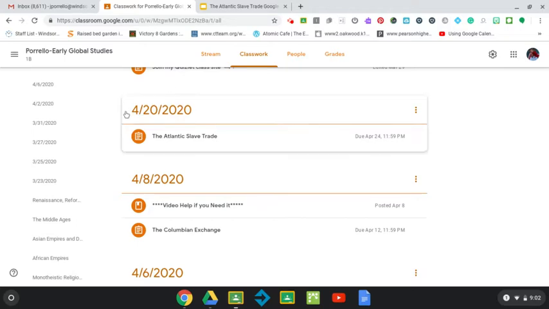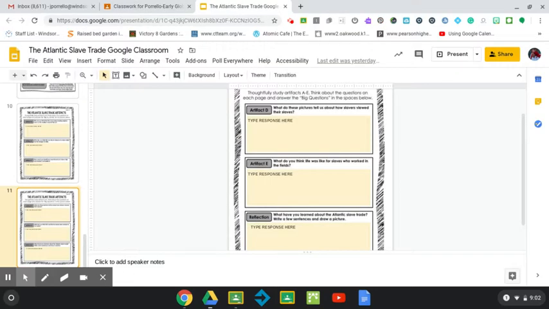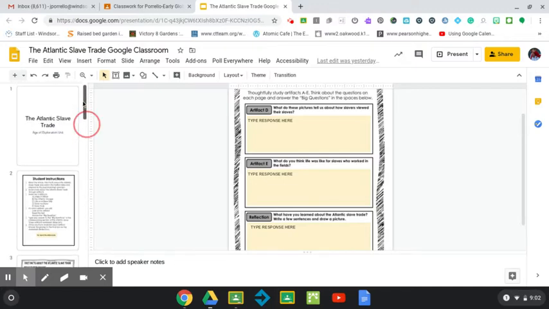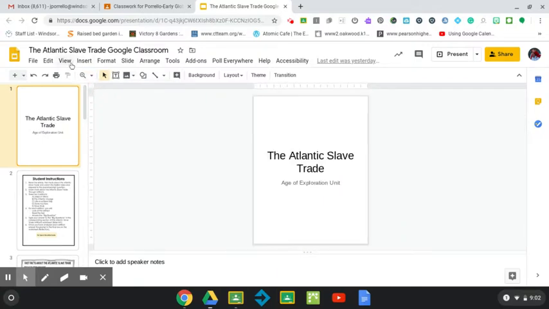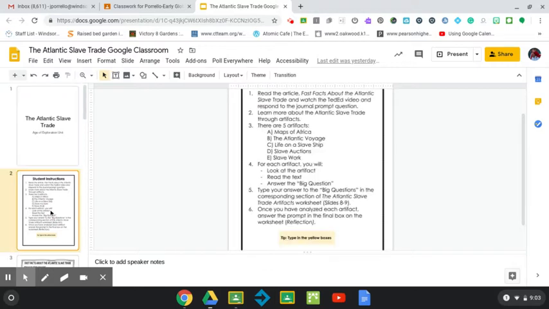So you'll see under 420-2020, this heading that says Atlantic slave trade gives you a breakdown of how the lesson's going to go, as well as what you should expect to learn by the end of this lesson. And once you open it up, you'll see this slideshow. Just a reminder to use this magnifying glass if you need to in order to zoom in or out. Personally, I like it at 50%. I think you can see it better. Here's the title page, with your instructions of how you're going to do this. You can read that on your own.